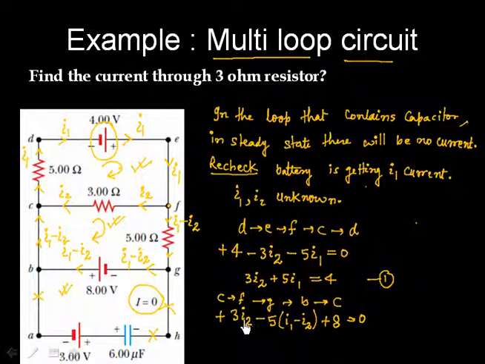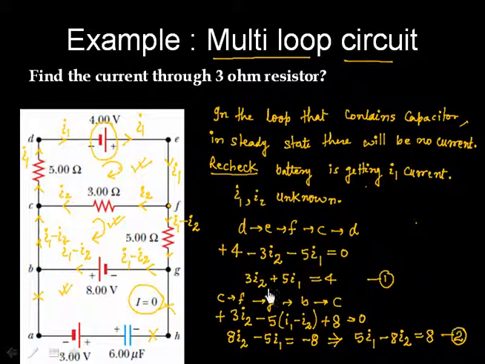So we can say this is 3I2, and now minus minus plus, plus 5I2, so we have 8I2 minus 5I1. This is equal to, if I take this to this side, minus 8, or I can write the same equation as 5I1 minus 8I2 equals 8. So we have two equations. We can solve these two equations.